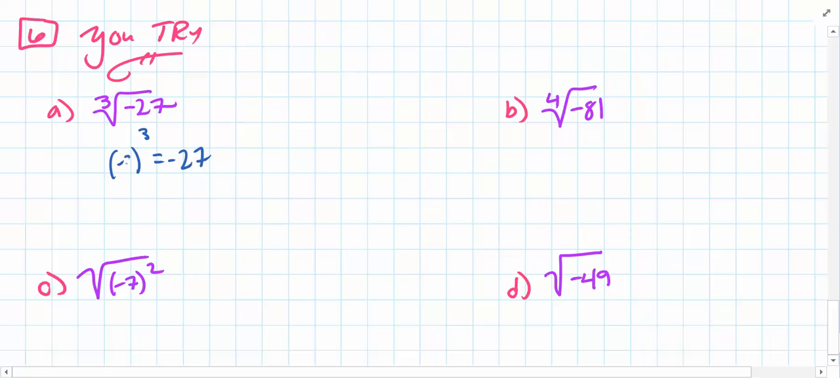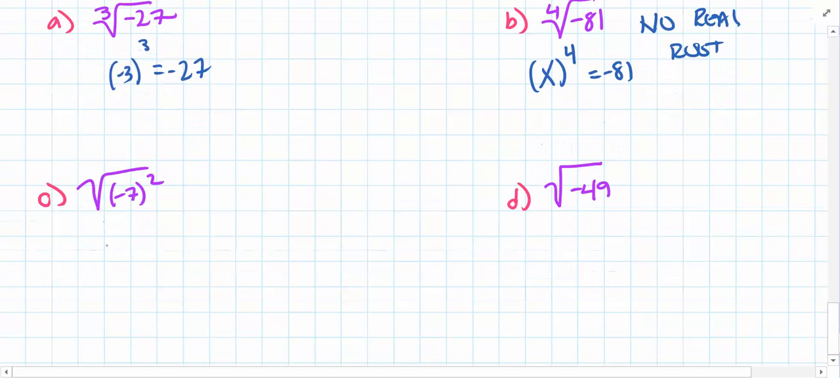Part B. This would be no real root. How come? Because there is no number I could raise to the power of 4 to get back negative 81. Okay? There's nothing I can think of. Okay, this one is the number what? This is the number 7. This is 7, right?